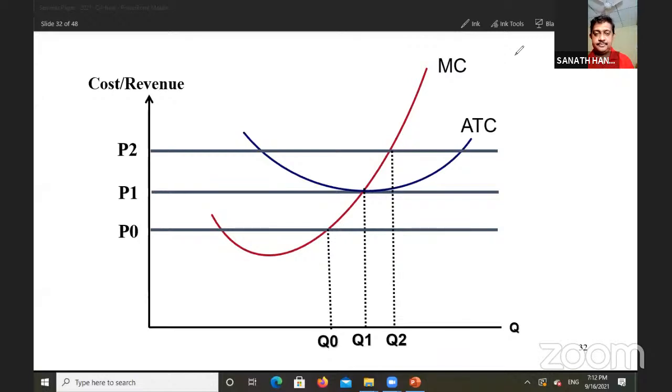According to the above diagram, there is a normal profit when the price is P1. Equilibrium quantity is Q1 at P1.